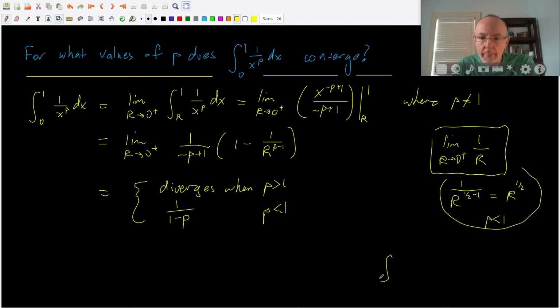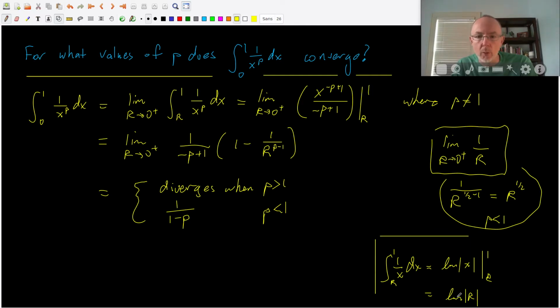And if we think about the other case, the 1 over x dx, when p is equal to 1, in other words, we're going to get the natural log of x. And we're evaluating that between r and 1, and then we take the limit. And so when we do that, we're going to get the natural log of the absolute value of r. And we know that log of 1 is 0, so that just drops out. And then we're going to take the limit as r goes to 0. Well, log is not defined. In fact, as r goes to 0, think about the graph of log, the graph of log looks like that.